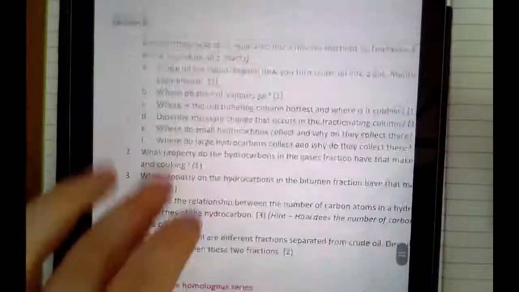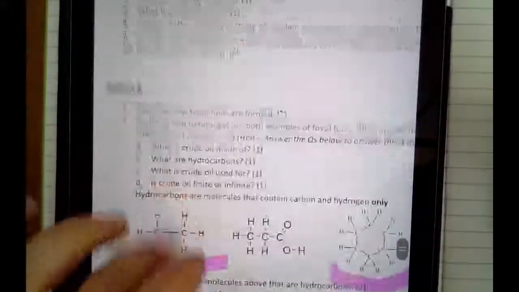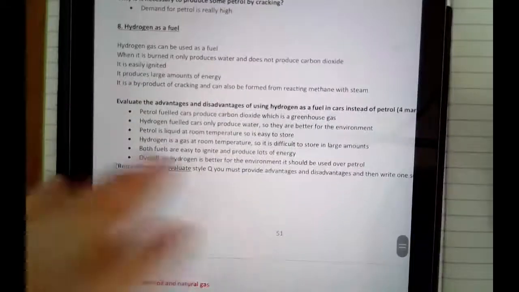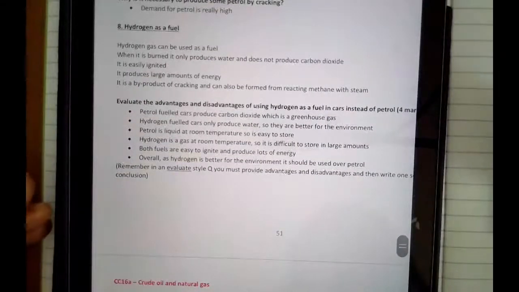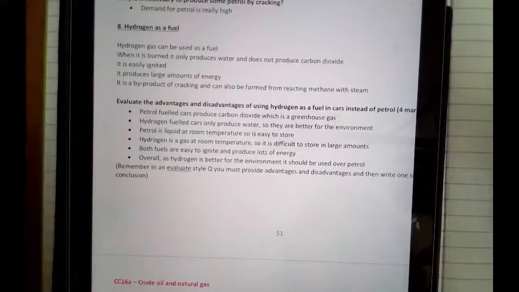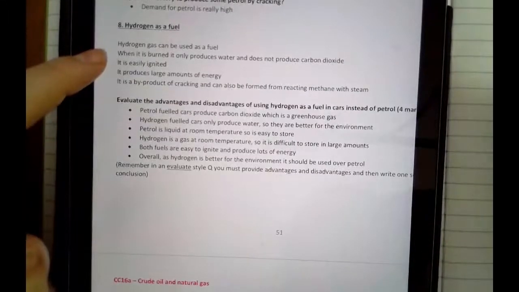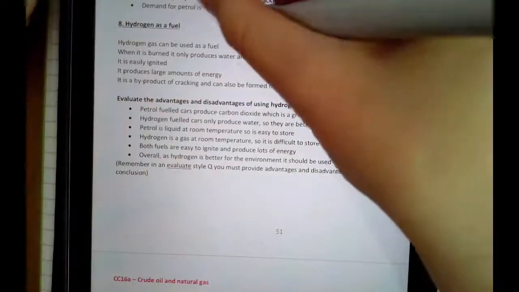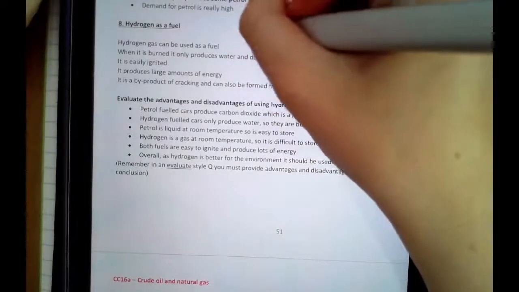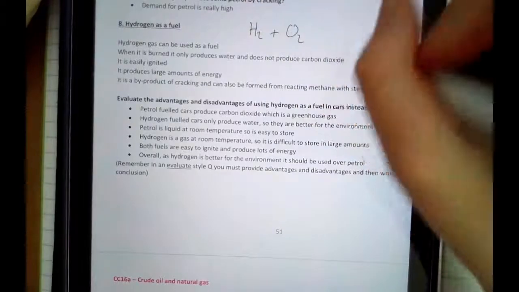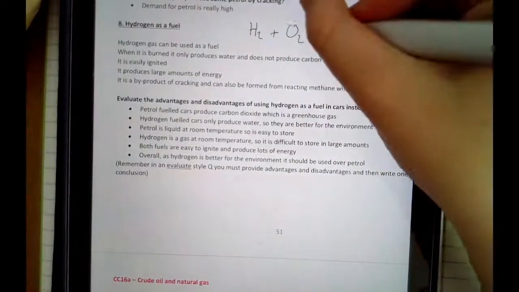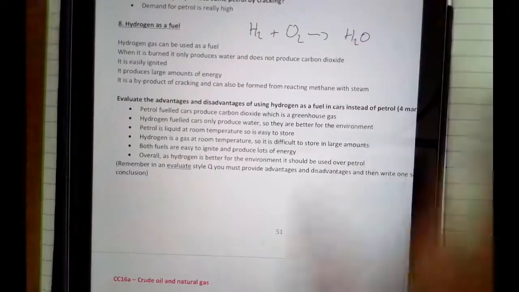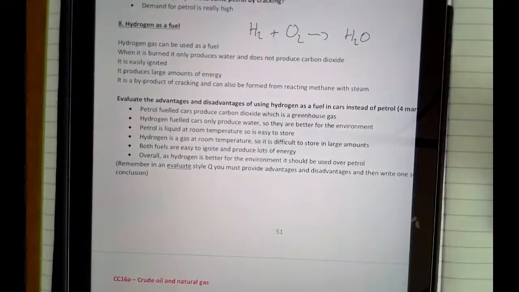And they ask you why hydrogen is a good fuel, just hydrogen gas itself. So remember, a fuel is something you burn that releases energy, okay? And hydrogen gas, if you burn it, it releases energy, therefore it can be used as a fuel. When you're burning hydrogen, you're combining hydrogen with oxygen, because burning is always reacting with oxygen. If you react hydrogen and oxygen, you just form water. So the only product is water.